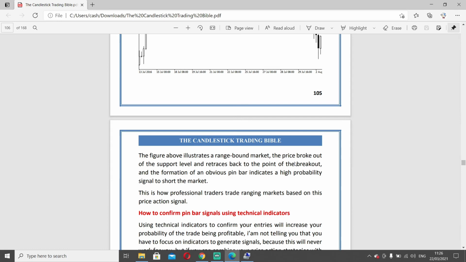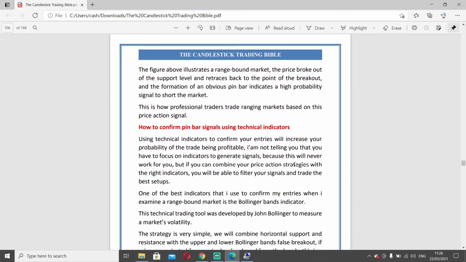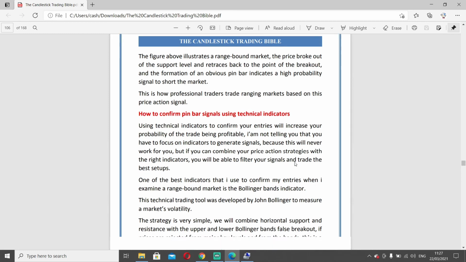So the figure above illustrates a range bound market. The price broke out of the support level and retraced back to the point of the breakout, and the formation of an obvious pin bar indicates a high probability signal to short the market. This is how professional traders trade ranging markets based on price action signal.